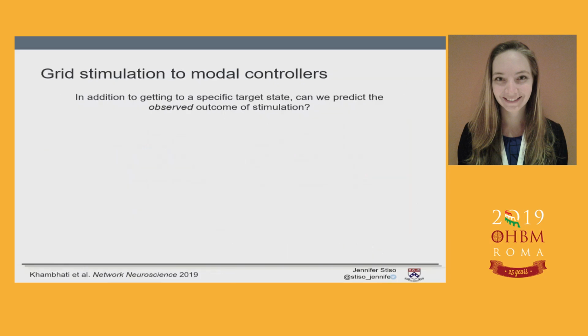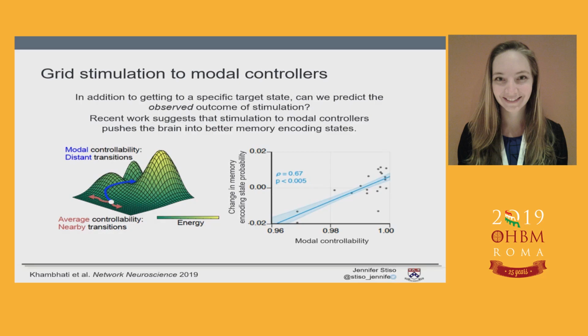So kind of in addition to predicting which stimulation paradigms would be effective, we also want to know if we can take any steps towards explaining the observed outcome of stimulation. So we also wanted to see if the modal controllability of the region stimulated did anything to predict the change in cognition resulting from it. And generally speaking, when you stimulate regions in the brain that have much higher modal controllability, you will tend to have larger cognitive improvements resulting from that stimulation.